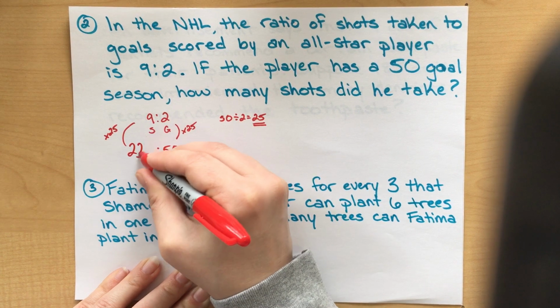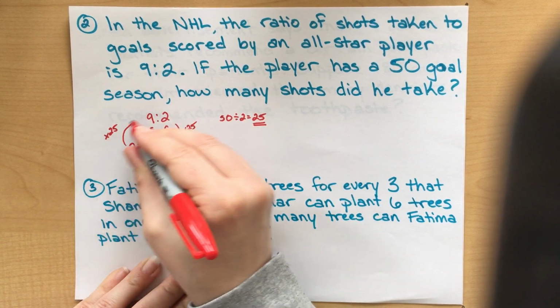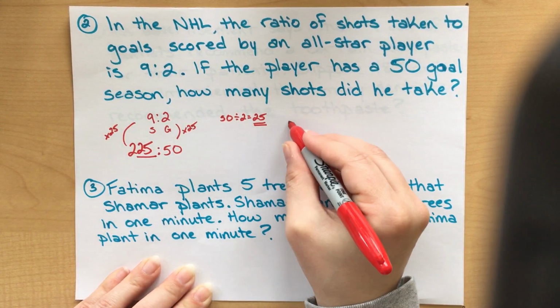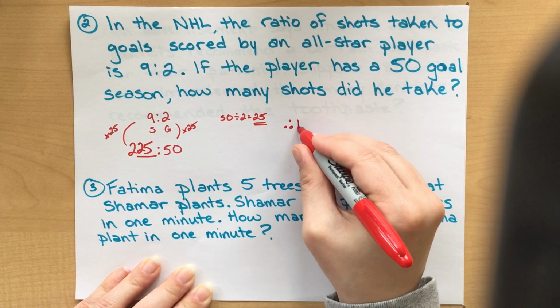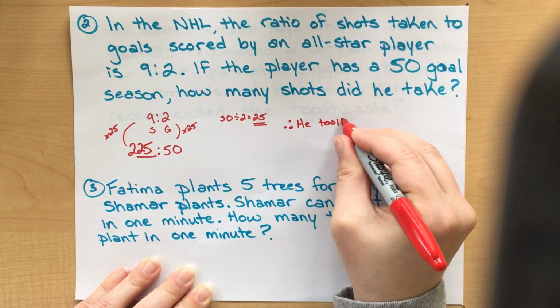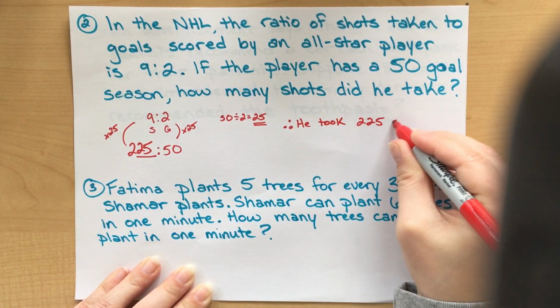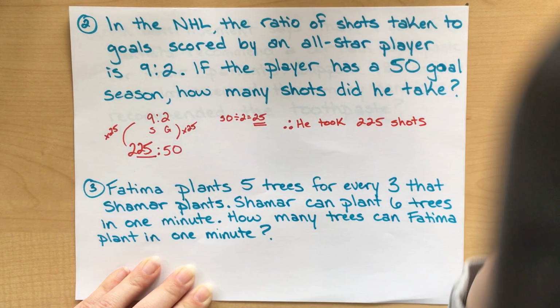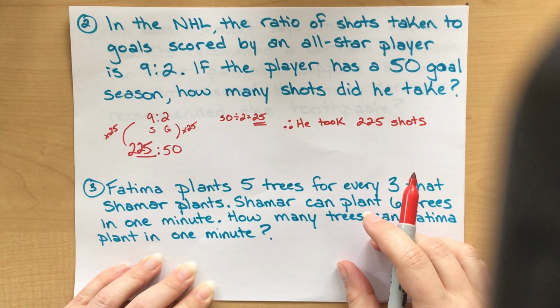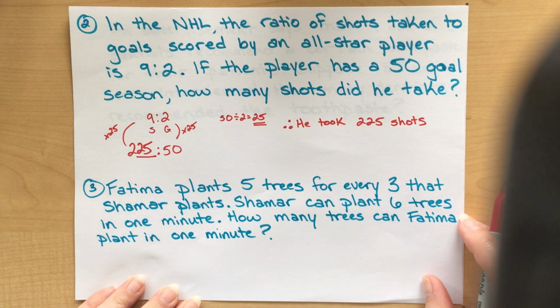I'm going to get 225. 9 times 25 equals 225. So therefore, he took 225 shots to get that 50 goal season. Okay? All right, number 3.